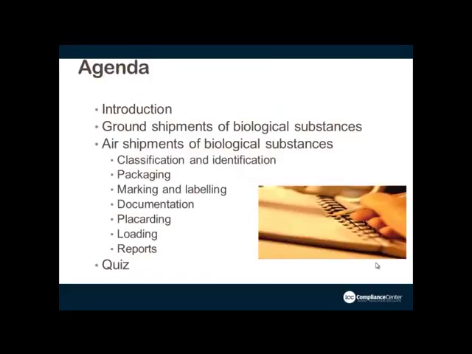Here's our agenda for today. We will start with a brief introduction to the regulations, then we will cover ground shipments of biological substances, and we will apply the 7 steps to compliance. That is classification and identification of the dangerous goods, packaging the goods, marking and labeling of the packages, documentation, placarding, loading, and reporting. Next, we will cover air shipments of biological substances and apply the 7 steps to compliance. We will end this training session with a quiz.